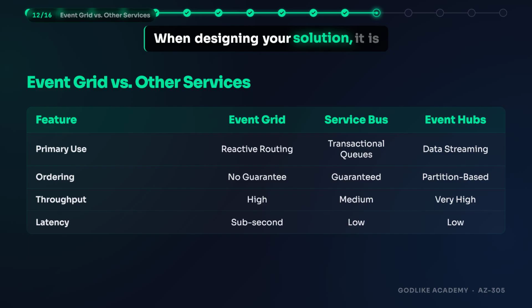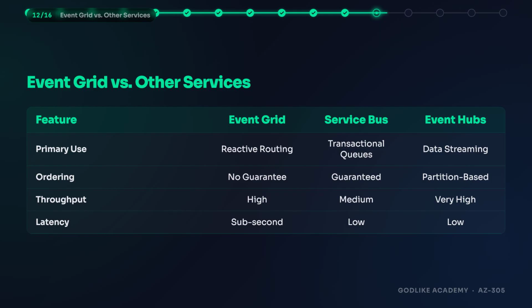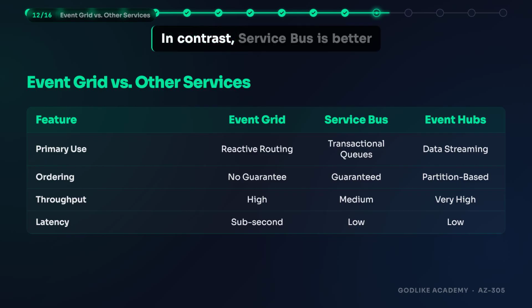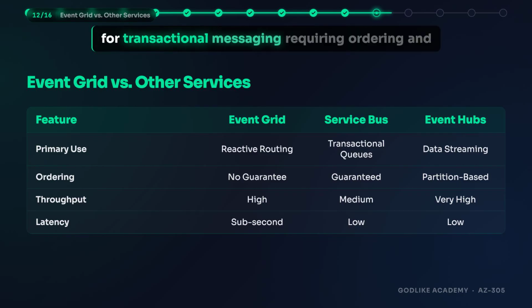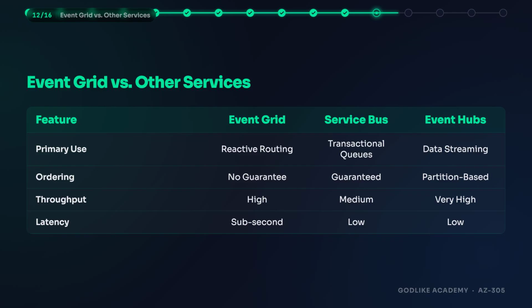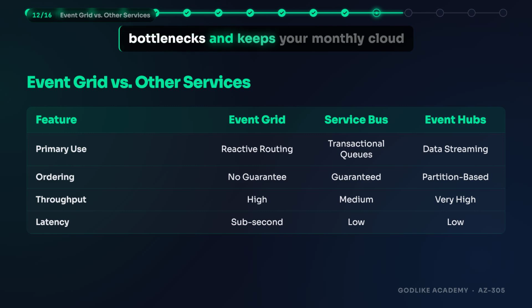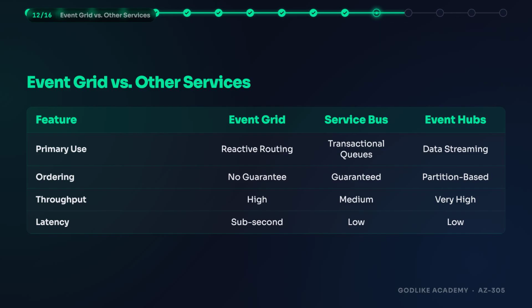When designing your solution, it is crucial to choose the right tool. Event Grid is best for reactive scenarios where you need high throughput and low latency. In contrast, Service Bus is better for transactional messaging requiring ordering and sessions, while Event Hubs handles massive telemetry streams. Selecting the correct service prevents performance bottlenecks and keeps your monthly cloud spend aligned with actual workload demands.